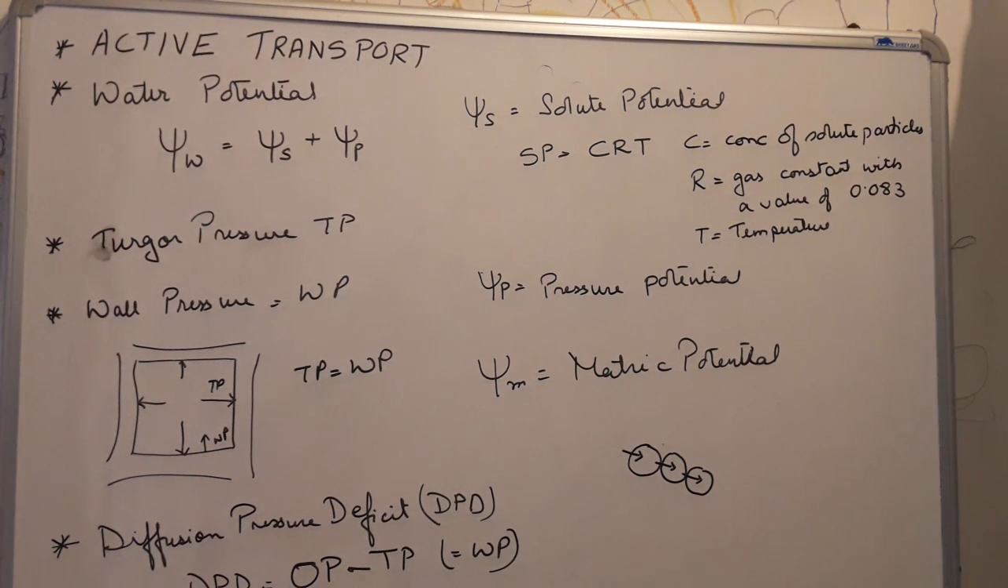So always remember, when DPD increases, water absorption or suction takes place, and when DPD decreases, water absorption doesn't take place. That's the reverse. This is calculated by the formula DPD = OP - TP, that is osmotic pressure minus turgor pressure. And we know that turgor pressure is equal to the wall pressure, so we can also say DPD = OP - WP.